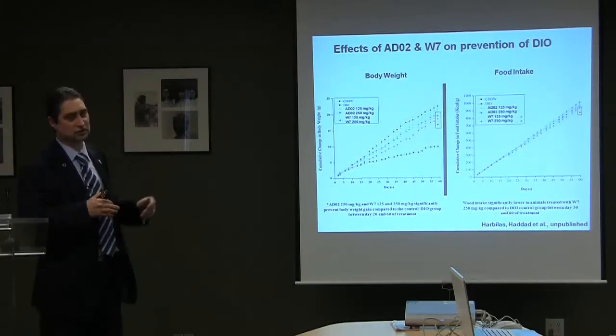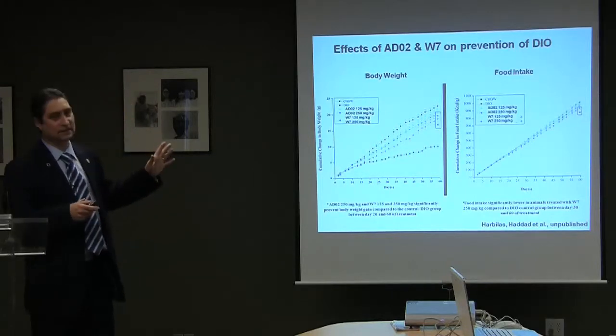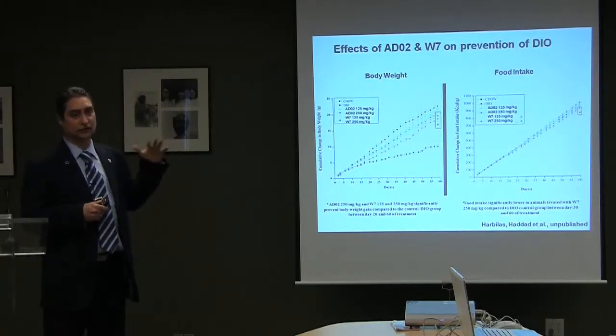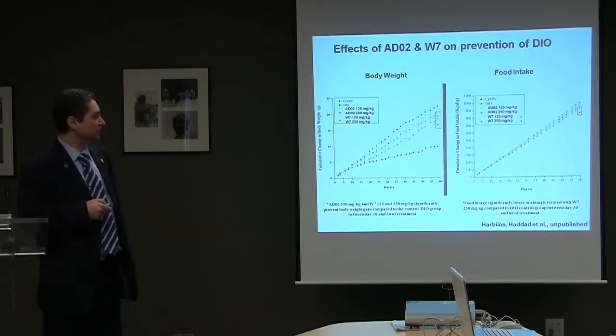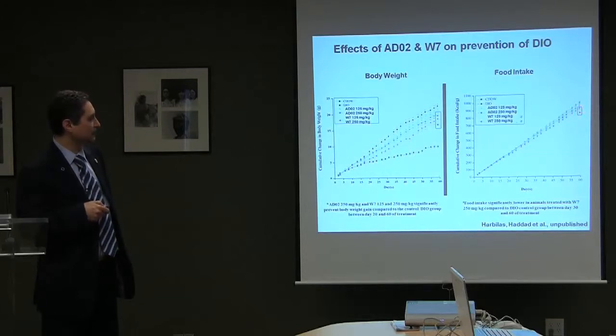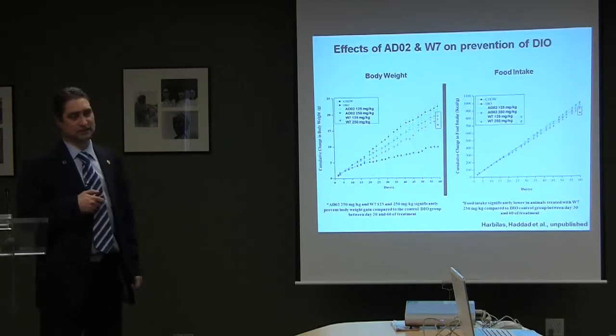This was in prevention, so this was given at the same time as the high-fat diet. So over 8 weeks, they gained almost a third less weight on this. And this is the amount of food that the animals consumed. So of course, at the high dose of this W7, there was a small decrease, but nothing enough to explain this 30% drop in body weight. So this was very interesting.